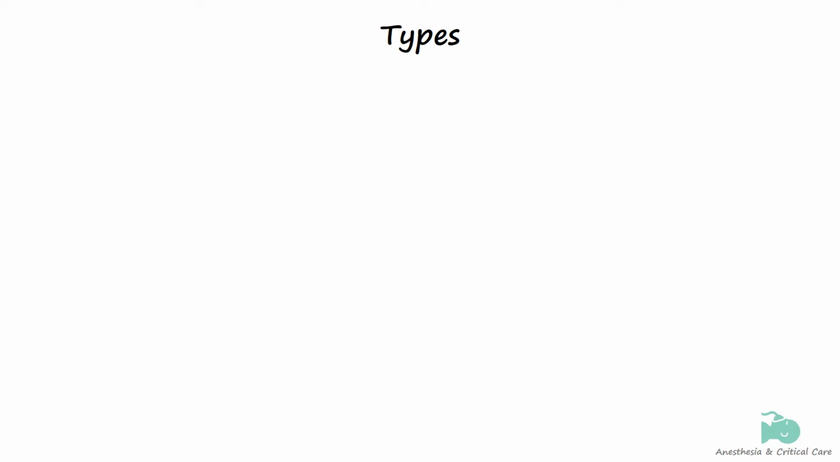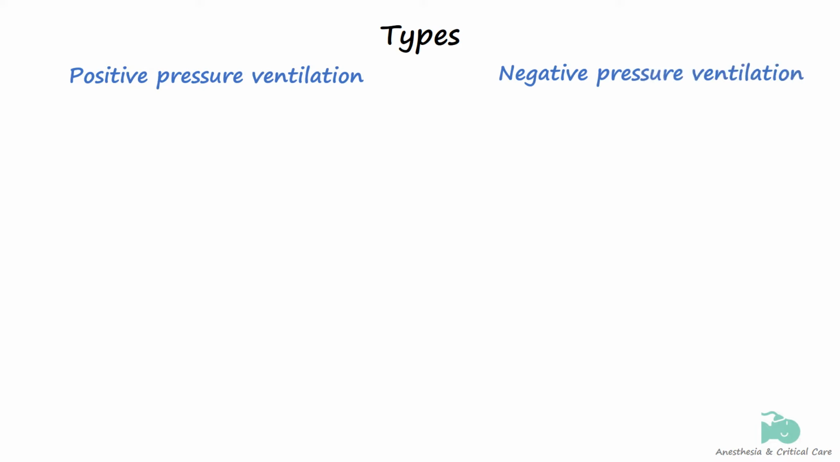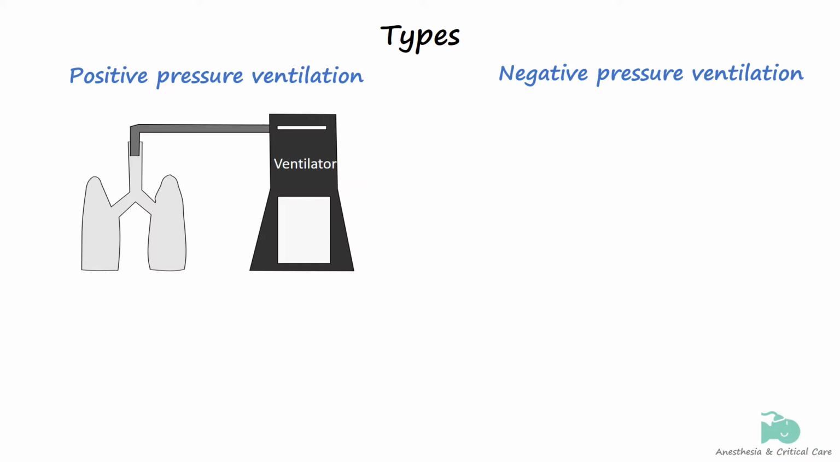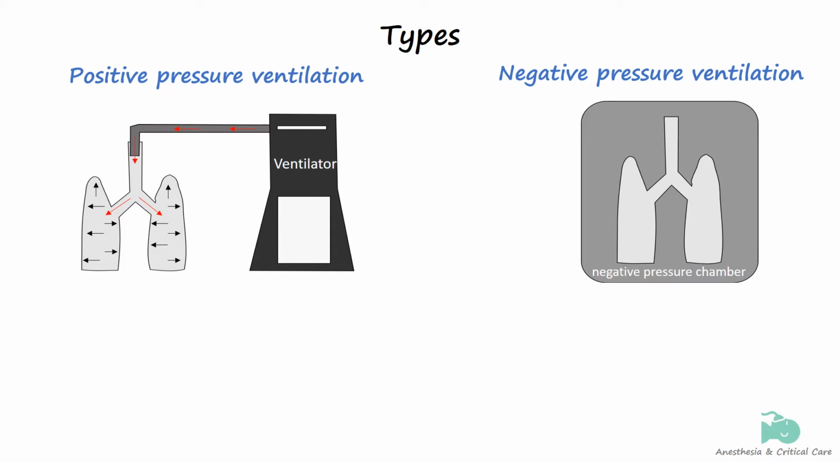The two major types of mechanical ventilation are negative pressure and positive pressure ventilation. The main form of mechanical ventilation is positive pressure ventilation, which works by increasing the pressure in the patient's airway and thus forcing air into the lungs with the help of a ventilator which pumps the air into the lung. Less common today are negative pressure ventilators, for example, the iron lung, which creates a negative pressure environment around the patient's chest, thus sucking air into the lungs.